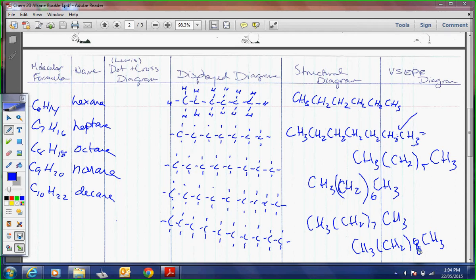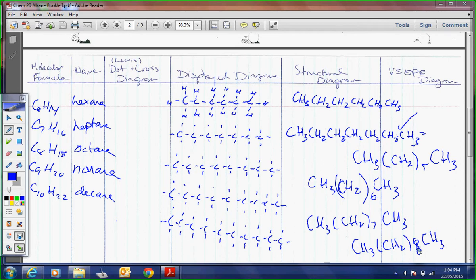Okay, so because yours now looks very messy, but at least you know how to do them. So if I asked you to draw the displayed diagram for octane, you could. If I asked you to draw the dot and cross diagram for pentane, you could. Okay, so we've practiced all of them. I'd never ask you to do the whole chart, but I would ask you to do one of something. Right? What shape is around the carbons in a decane? Tetrahedral, good. Okay, so I would never ask you to do the whole chart, but you've done it all, so therefore you should be confident in it.